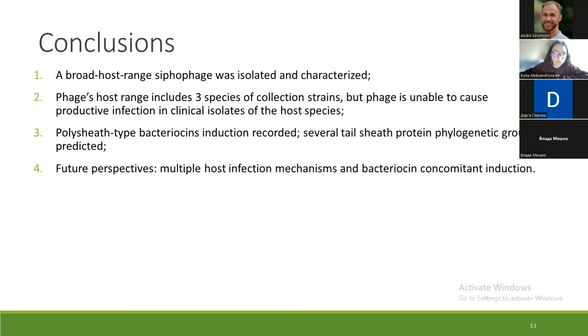So, to summarize, a broad host range cyclophage able to infect collection strains of 3 species of the Proteus genus was isolated and characterized. The phage was proven unable to cause infection in clinical Proteus mirabilis isolates, and thus cannot be recommended for use in phage therapy. Following the detection of polysheath structures, and based on publicly available data, diverse phylogenetic groups of tail sheath proteins were predicted, laying ground for further research. Full genome sequencing may also help shed light on multiple host infection mechanisms.